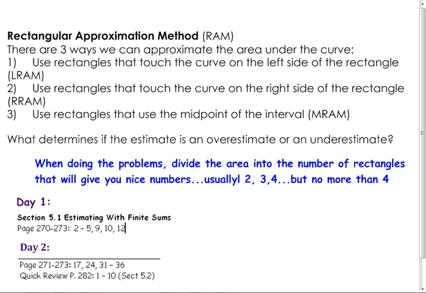Now, when I do the problems, divide the area into the number of rectangles that will give you nice numbers. So when you look at the problems, they said it goes from 0 to 3. Let's just do 3 rectangles. I suppose you could do 6, but then it'd be busy work. So I'm going to draw a picture. This is the plan.